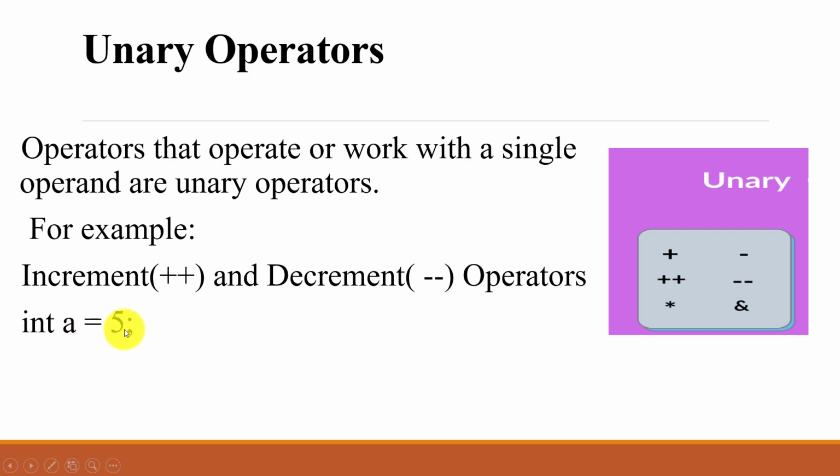Now A is equal to 5, and suppose A plus plus. So A is the only single operand here. The operator that acts on one single variable is nothing but the unary operator. In the next video we are going to discuss increment and decrement in detail.